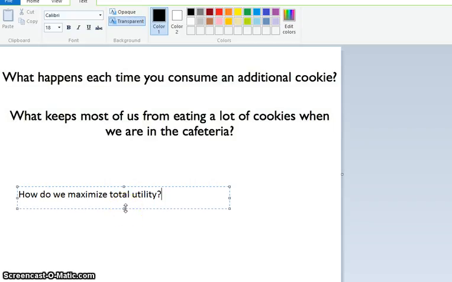Because think of some of the things that constrain us from getting more utility. If we're talking about cookies, most of the time Mr. Sutton's not just giving them out, right? If you want a cookie, what do you have to do? You have to pay for it. So that's going to be one of the things that constrains us. And I will show you in the next video how we do this. It's not too difficult, but you do have to make sure you follow the process.